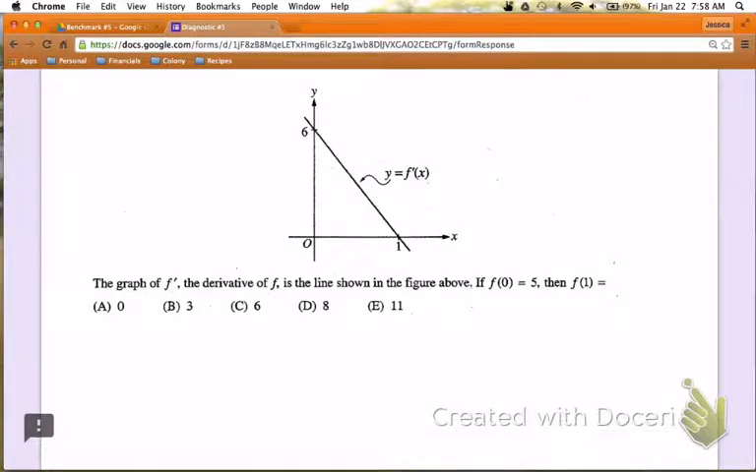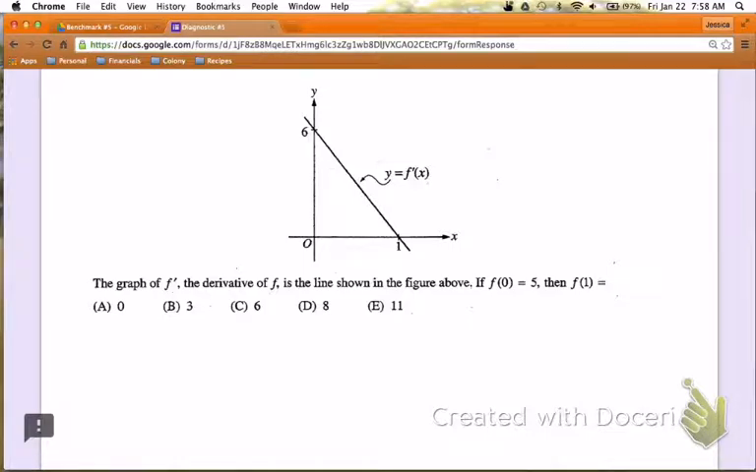The graph of f prime, the derivative of f, is the line shown in the figure above. It says if f of 0 equals 5, then f of 1 equals blank. So this is actually a great question because it's a question that you should know how to do, hopefully, but it approaches it in a different way, and so we have to look at it.